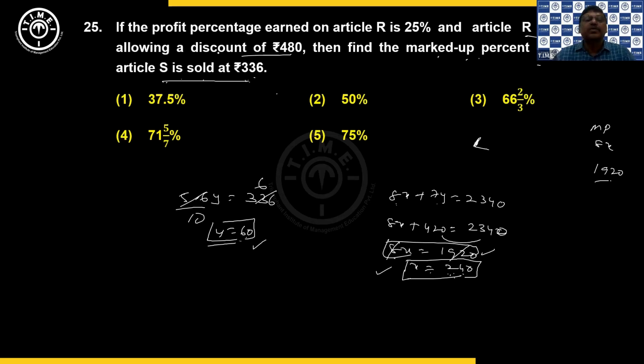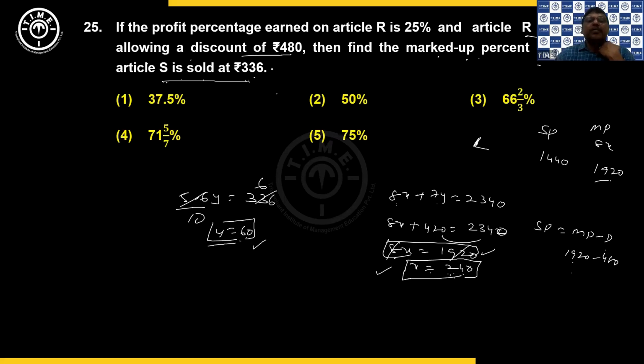Students, R is sold after allowing a discount of 480, so what is the selling price? Selling price is market price minus discount. Students, market price is 1920. Discount is 480, so 1920 minus 480 will be, students, 1440 is the selling price.